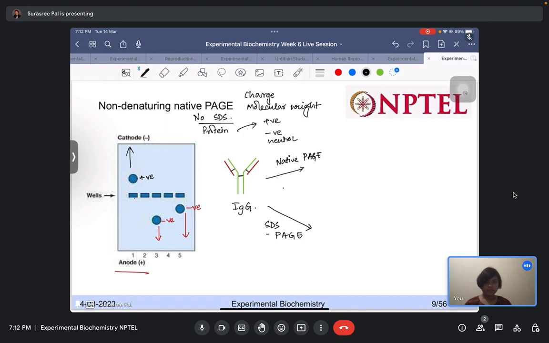Now there is an example which I would like to discuss. Suppose this is one antibody molecule, and we know that antibodies are immunoglobulin G. So this is an immunoglobulin G, and we know that antibodies are proteins. Now this is a non-denaturing native page, right? And in this IgG molecule we can see that there are these linkages. These are disulfide linkages.